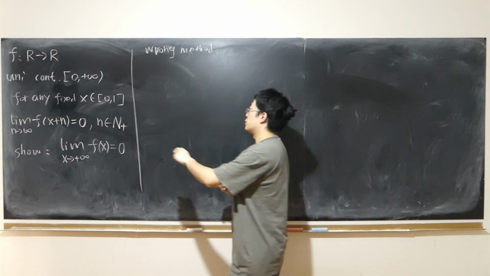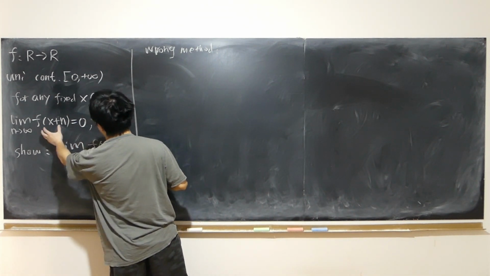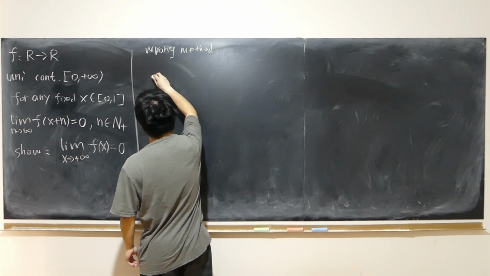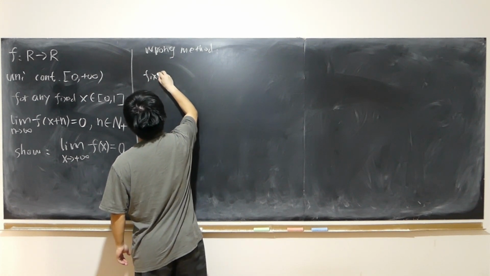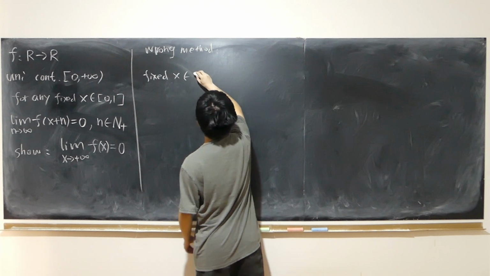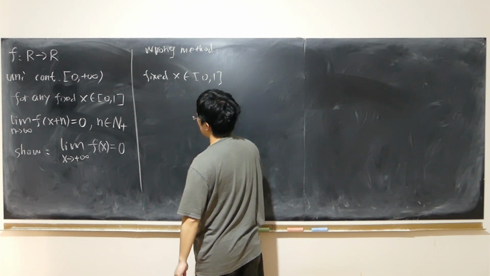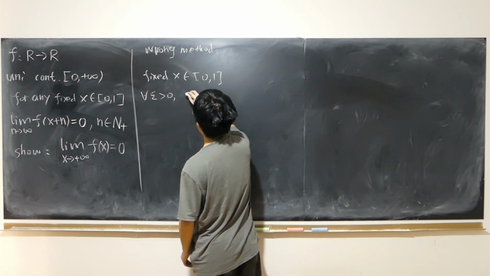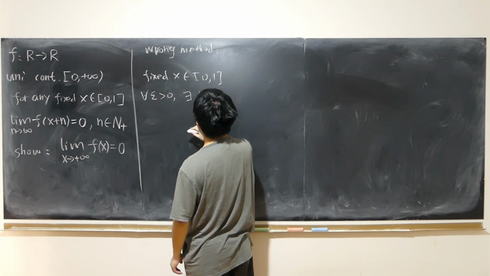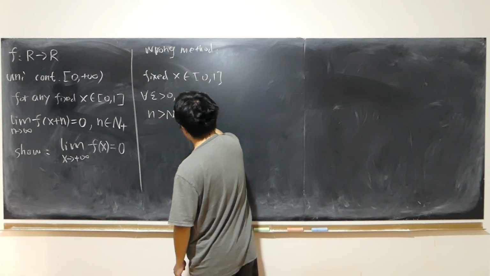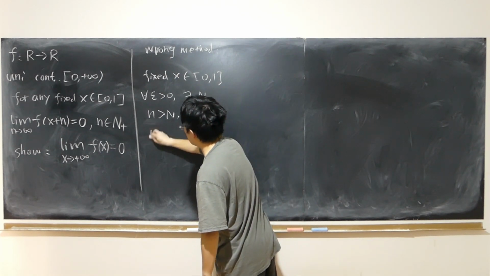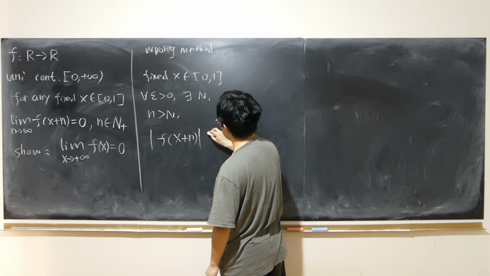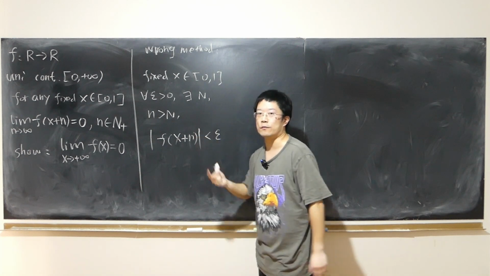So knowing that this function as n approaches infinity is approaching 0, maybe we can say that, okay, for some fixed x in the 0, 1 interval, for any epsilon bigger than 0, there exists a capital N where as long as little n is bigger than capital N, we can always have the absolute value of f of x plus n less than epsilon. All right, this is according to the definition.